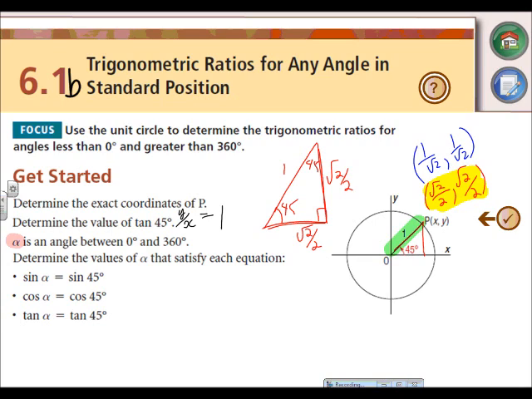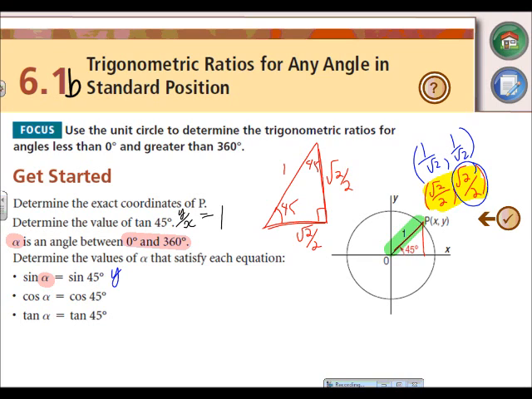Now, going a little bit trickier here. We're going to talk about alpha. Alpha is some angle between 0 and 360. And we're looking for another place where the sine of 45 is exactly equal to the sine of this alpha that we've got to find. So we go to our unit circle, easiest way to do this one. The sine was the y coordinate. So we look at our y coordinate and say, okay, that's root 2 over 2. Where on the unit circle is it also root 2 over 2?